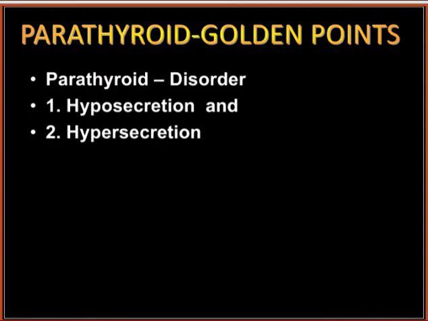Now the parathyroid gland disorder in golden points. The parathyroid gland disorder can be divided into two categories: hyposecretion, that means less PTH secretion, and hypersecretion, an increase in the amount of parathormone secretion by the parathyroid gland.